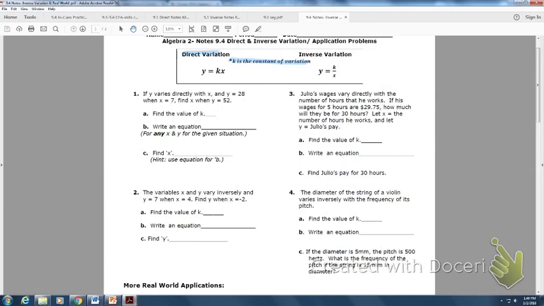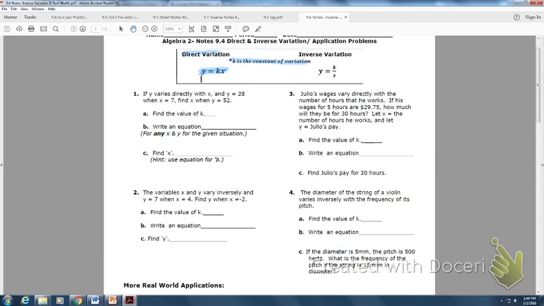The best example I can give you, and you'll see one here in a minute, is your wages, or how much you get paid per hour for your job. So if you get paid $8 an hour, then that 8 is the constant of variation. The number of hours you work would be your x, and your y would be the amount on the paycheck. So the basic direct variation equation is y equals k times x.